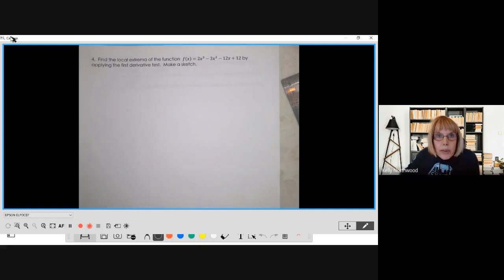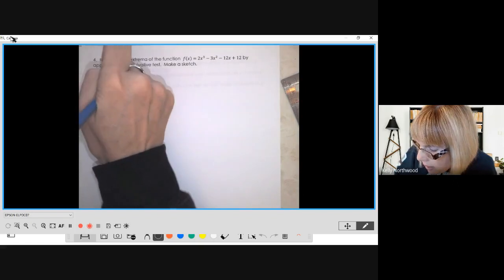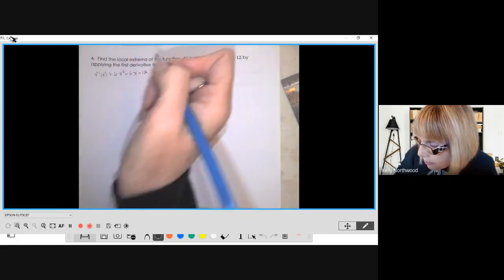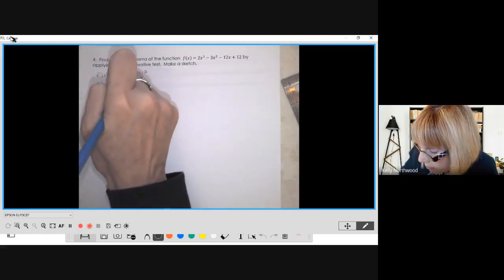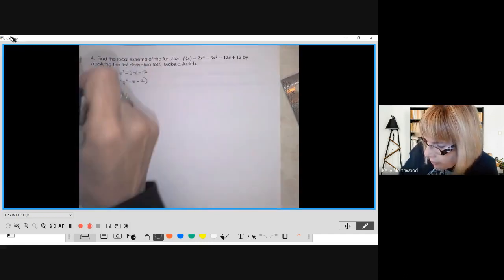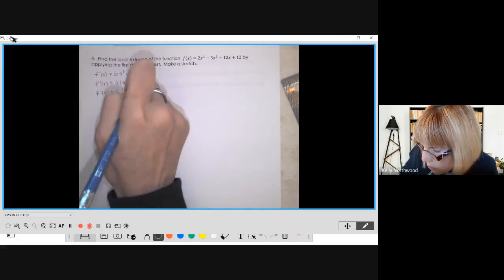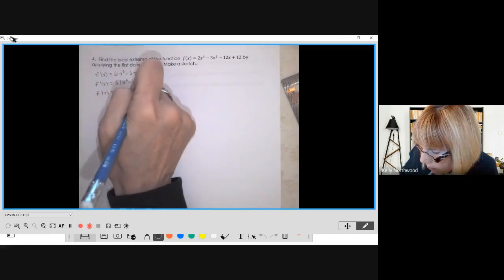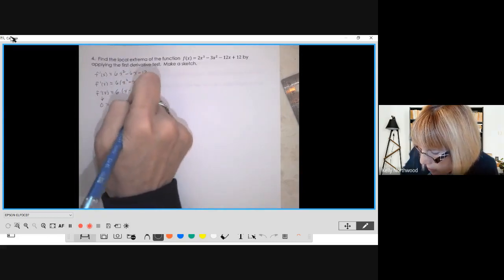Our last example, find the local extrema of the function by applying the first derivative test. Make a sketch. So f prime at x is equal to 6x squared minus 6x minus 12. 6 is common. We've got a simple trinomial that we can factor. So two numbers that multiply to -2 and add to -1, -2 and +1. Set it equal to 0 to solve for the critical values.